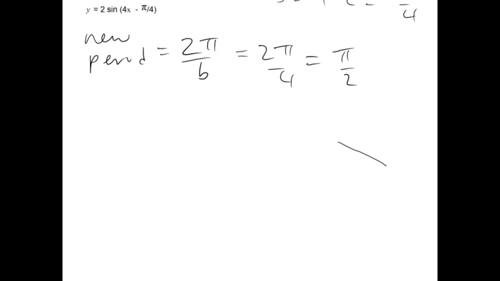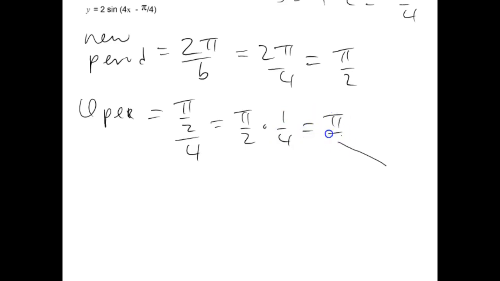We're going to do a method called quarter periods. So the quarter period is going to be our new period, and we're just going to divide it by 4. Now that's the same as saying pi over 2 times 1 over 4, and you get pi over 8.